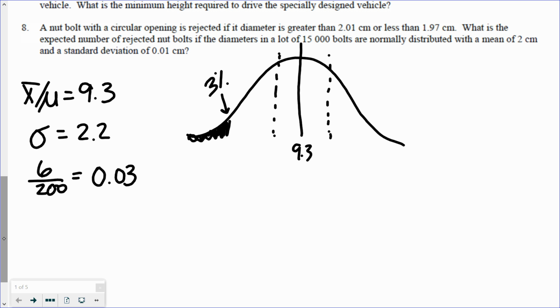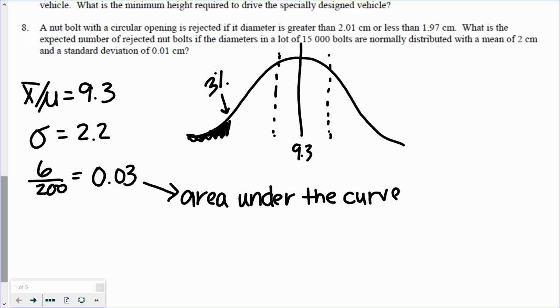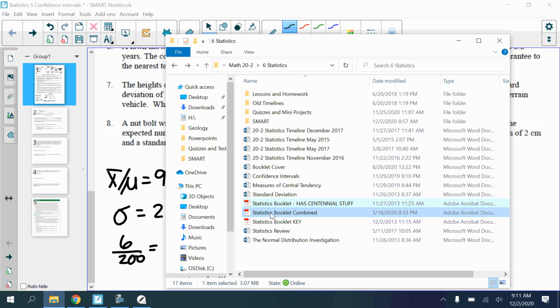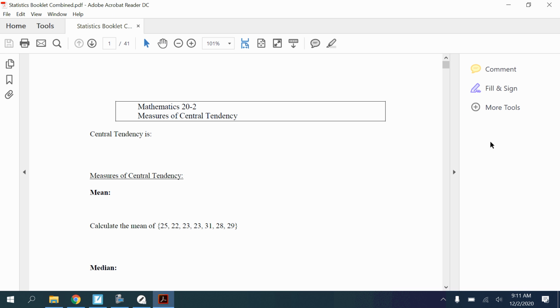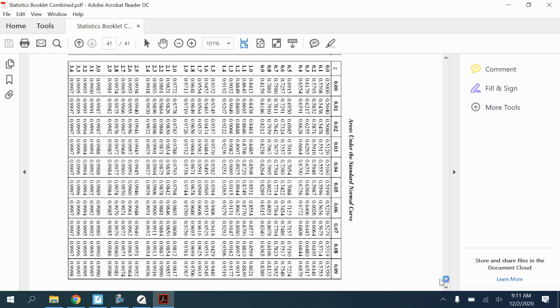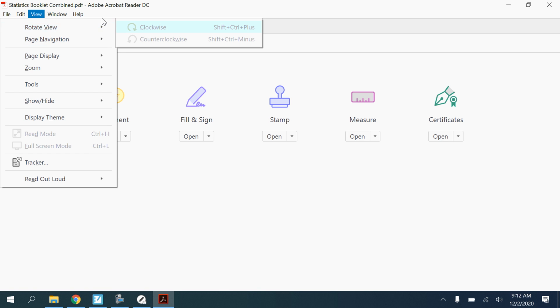So 3%, what that represents is the area under the curve. And now I realize that I don't have the big chart anywhere. So let's zoom to this. It's going to have to be sideways. I guess there's probably a way to turn it. I'm not going to fight with it right now. Oh, here we go. Rotate.